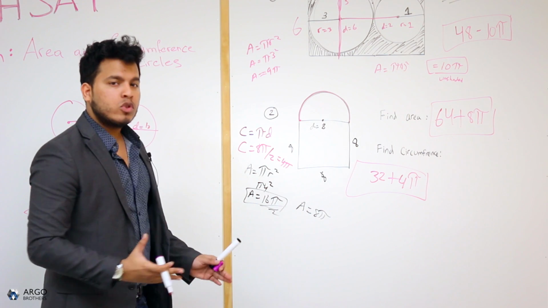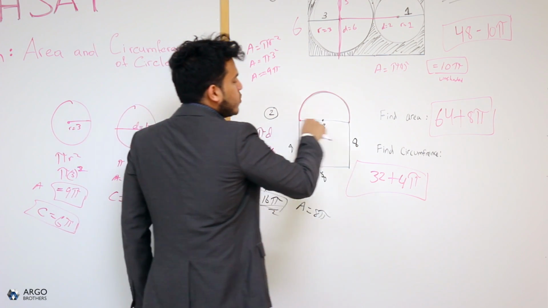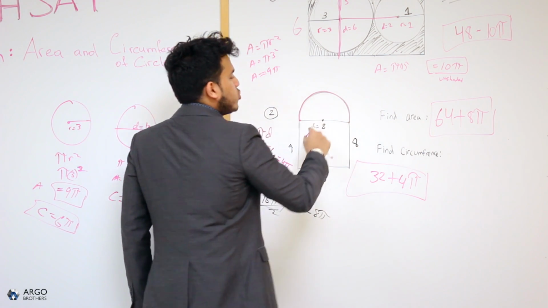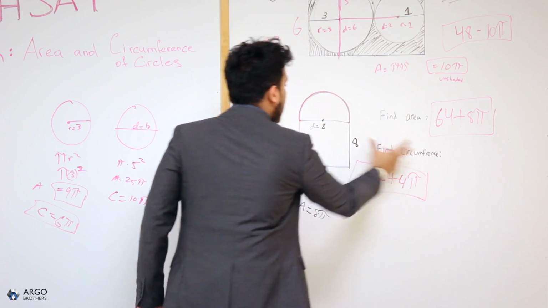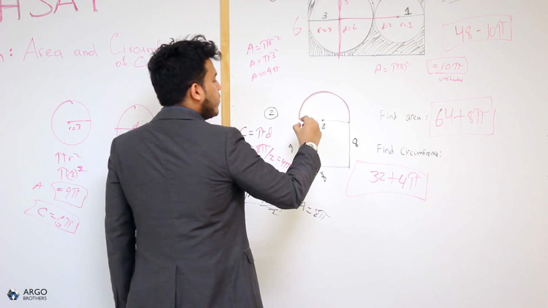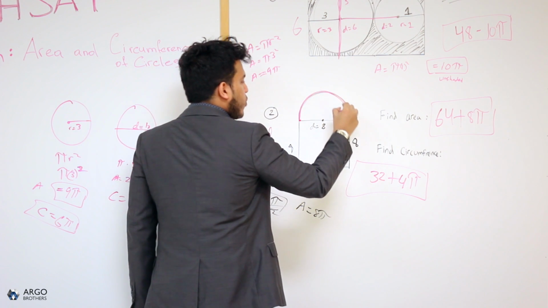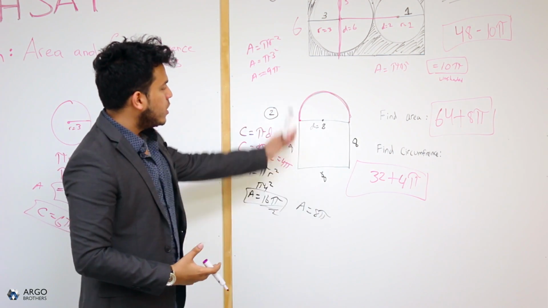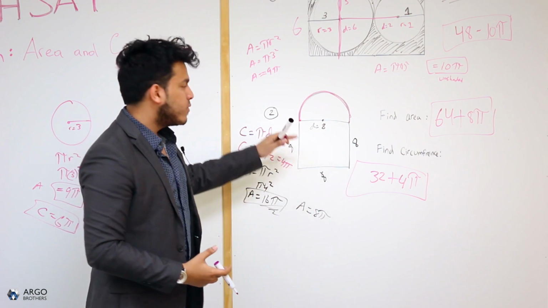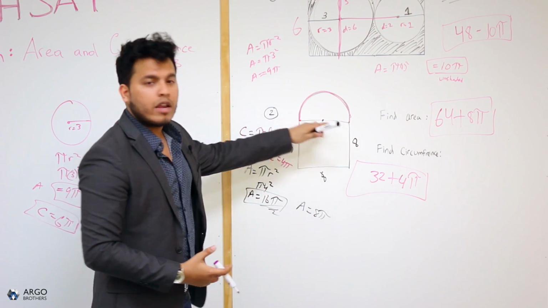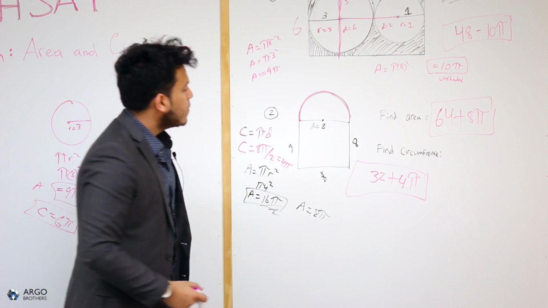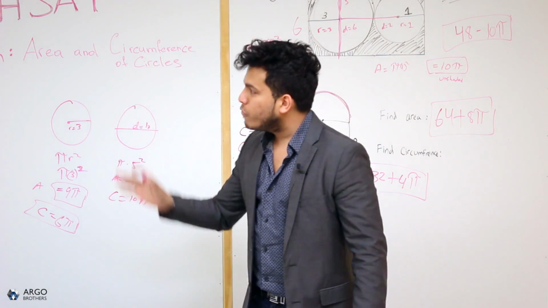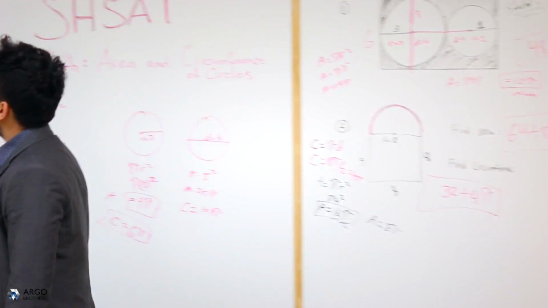Oftentimes also a lot of students forget that they have to account for this line over here. Make sure that you understand that the circumference formula is only giving you this over here. It's not giving you this. So a lot of times you'll see a semicircle with a rectangle, but a lot of students will forget to calculate this side as well. So don't forget that. Let's go ahead and do one last problem over here on this board.